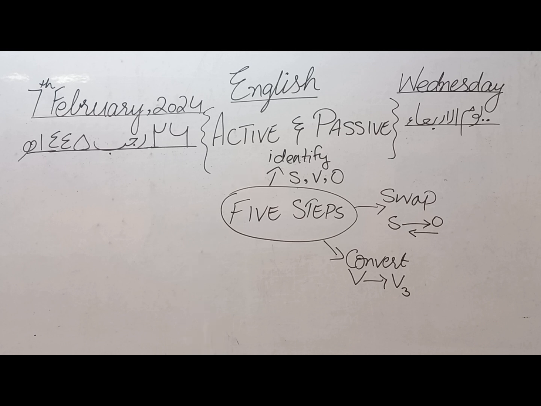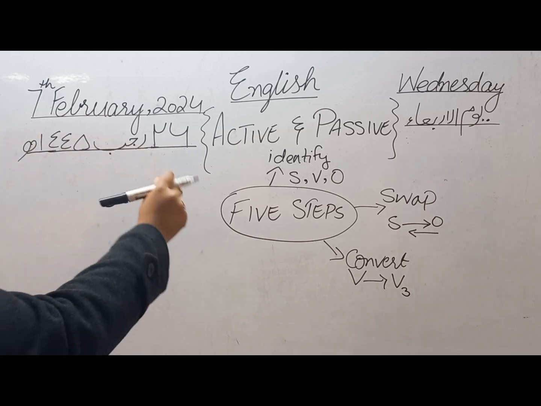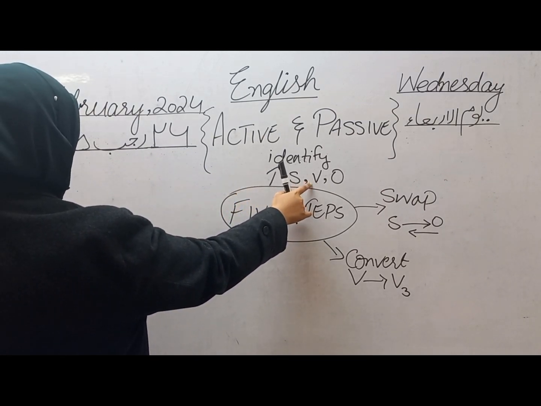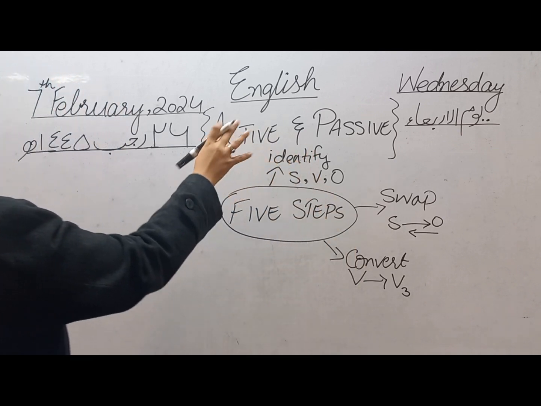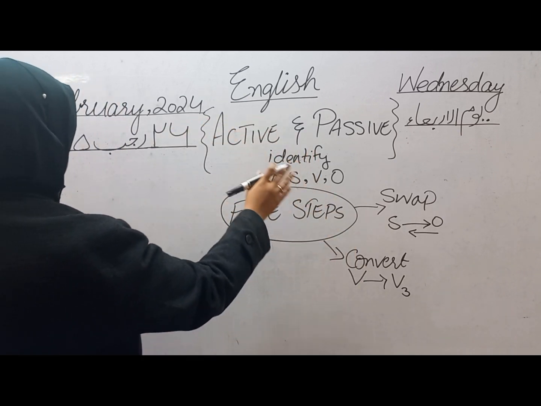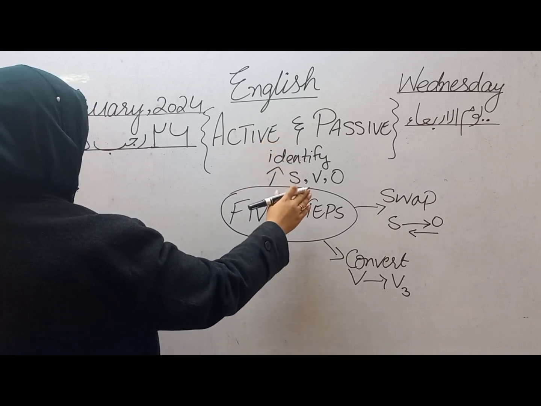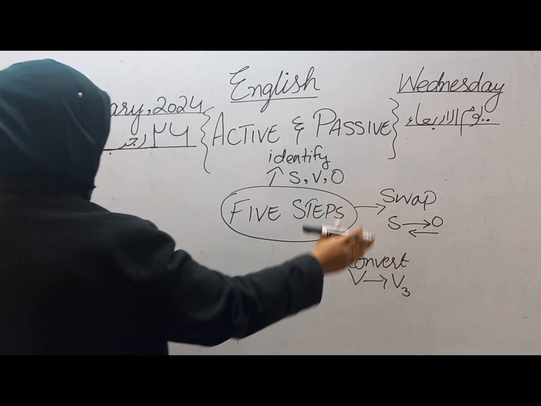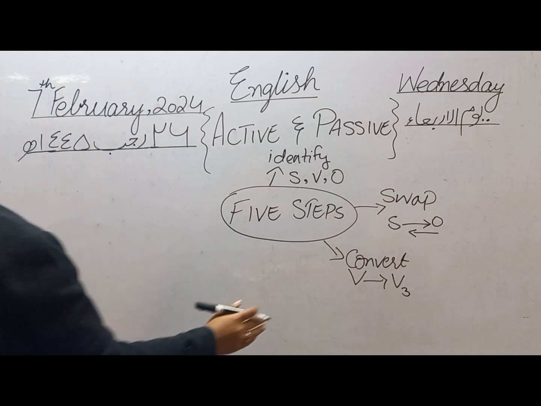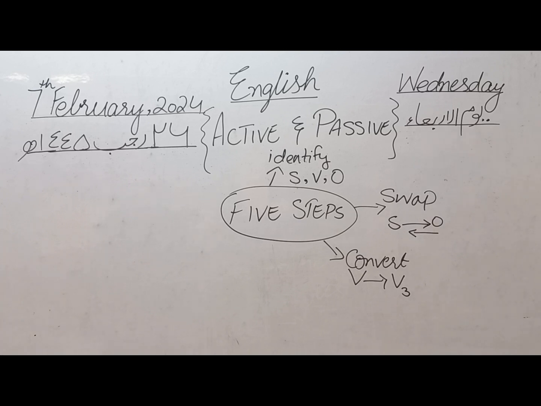So the third step is you need to convert the verb into verb 3, the third form of the verb. Once you are able to identify the verb in the first step, then you are able to change it into the third form of the verb easily. So all of this is connected to each other. You need to first identify the subject, the verb and the object in a sentence. Then you will swap the subject and the object, and then you will convert the verb, whatever the action verb is, into the third form of the verb. Right? Good.